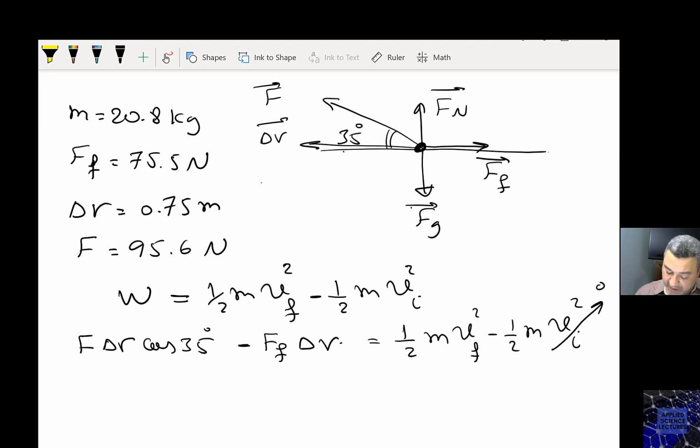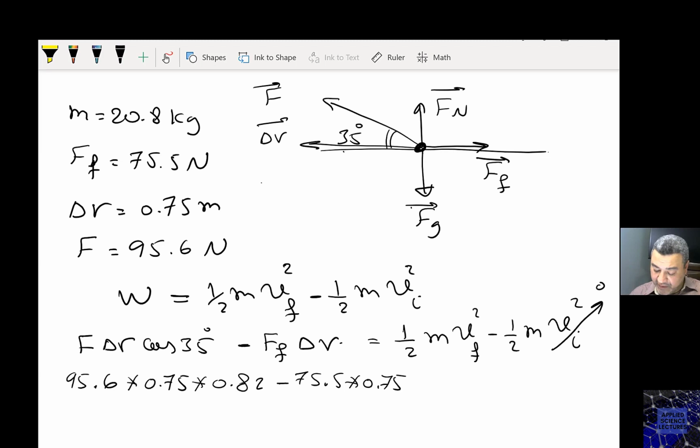So I have F as 95.6 times 0.75 times cosine 35 minus 75.5 times 0.75 equals half times 20.8 times Vf squared.